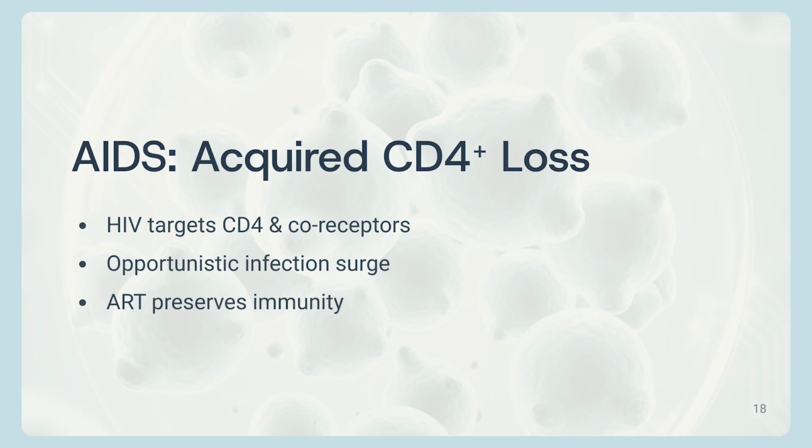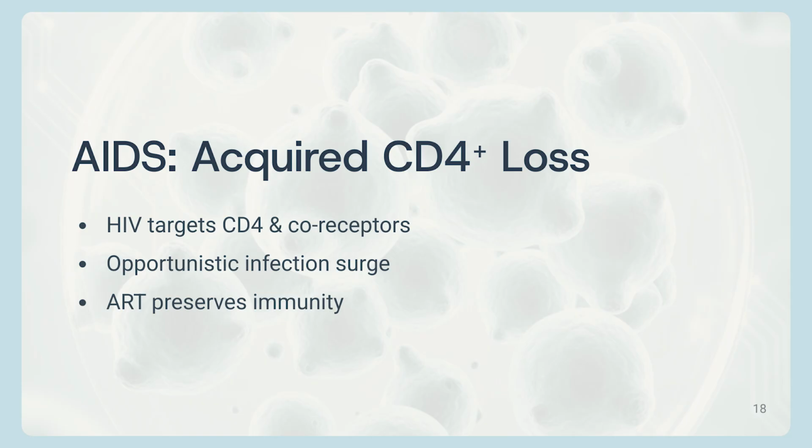AIDS is acquired immunodeficiency syndrome. AIDS happens when you're infected with HIV, human immunodeficiency virus. HIV specifically targets and infects your CD4 positive T cells. So these are helper T cells, which are crucial for coordinating your immune responses.